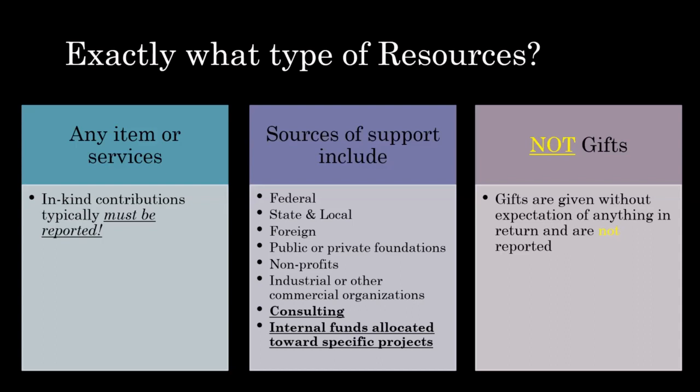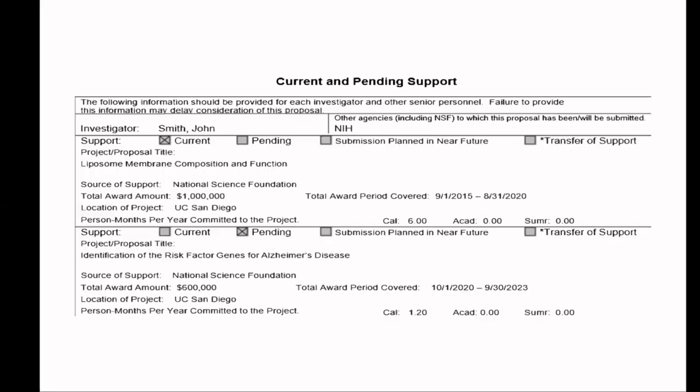But the two here, bold and underlined at the bottom, I think might be a slight philosophical change for folks, where we're going to want to list sources of consulting support for the faculty member. And we are also going to list internal funds that are allocated towards specific projects. So if the faculty member has a portfolio of funding, some discretionary funds, if those funds are allocated toward a very specific project, then we would want to list those. If they're not, and that includes startup, right? Startup does not list a specific project, then we wouldn't need to list that.